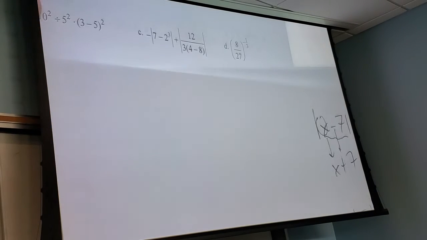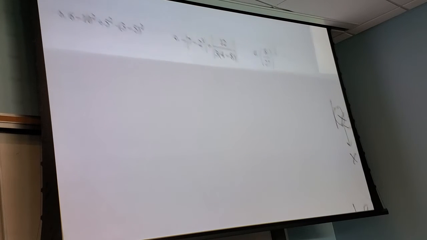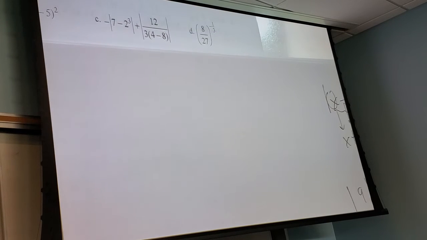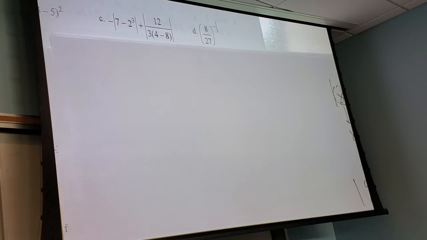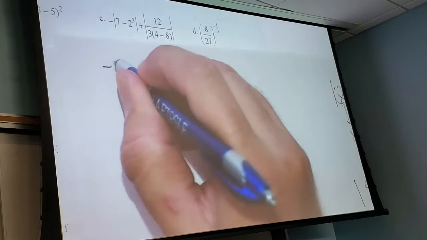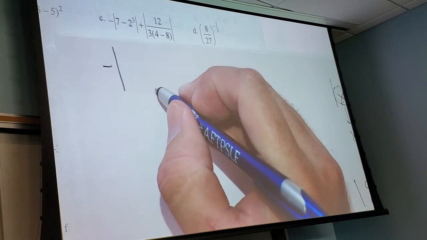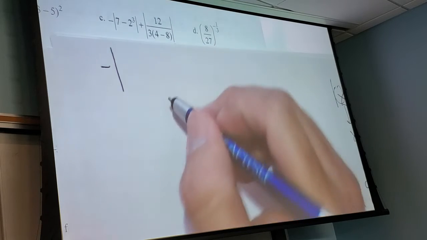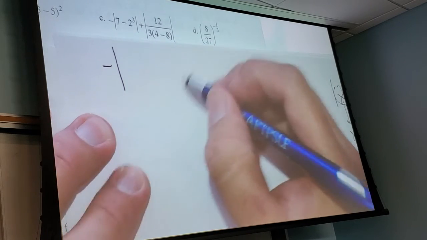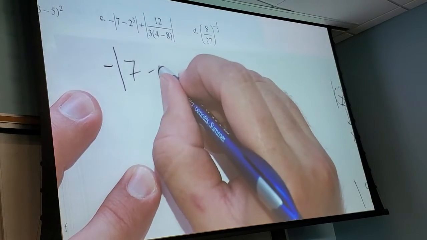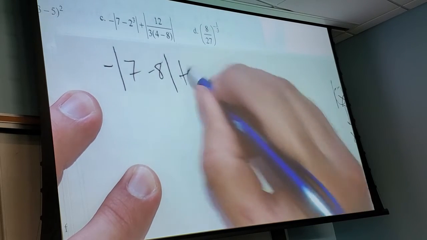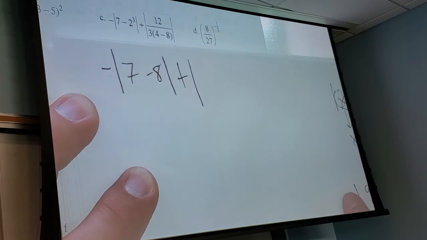Let's see. I'll figure it out. There we go. So what can I do inside this first set of absolute values? Cube the 2. Yeah, cube the 2. So that's 7 minus 8. All right, let's look at this next set. What can I do in there?